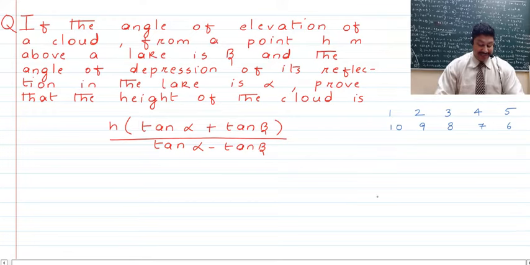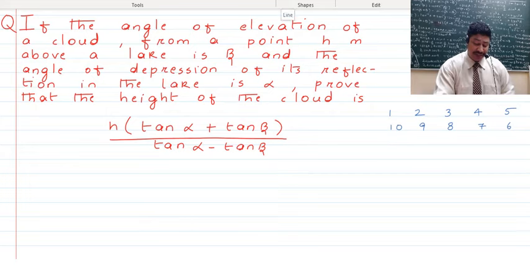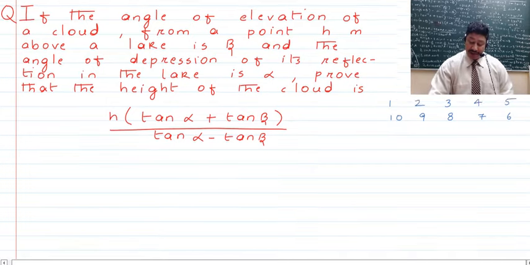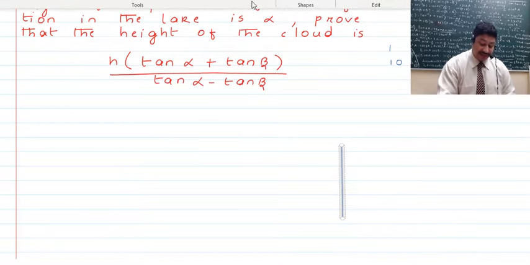Now the question says, if the angle of elevation of a cloud from a point h meter above a lake is beta, right, and the angle of depression of its reflection in the lake is alpha, prove that the height of the cloud is so much. So first we require to make a point which is at some height, right, above the lake surface. So let's say now that we have that point to be, say, something like this, and let's say this is a point which is above the lake surface. So where is the lake surface?